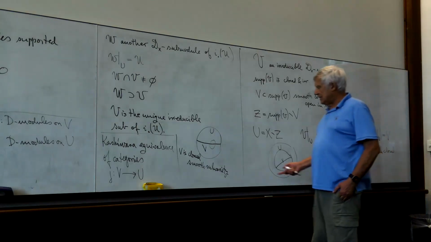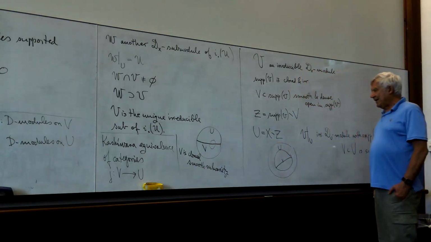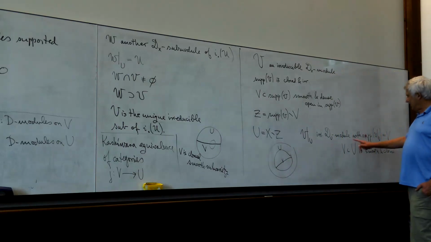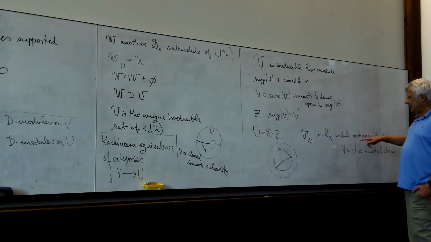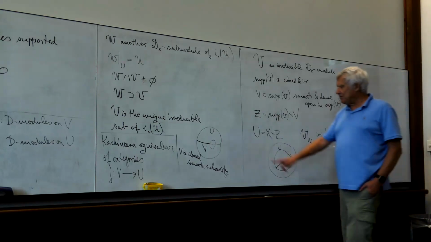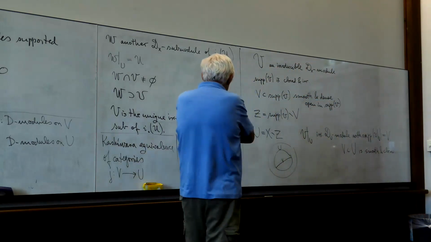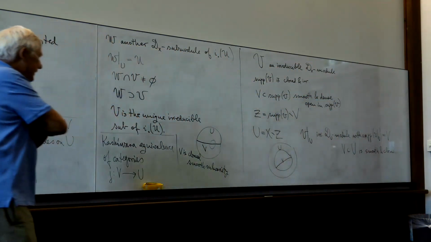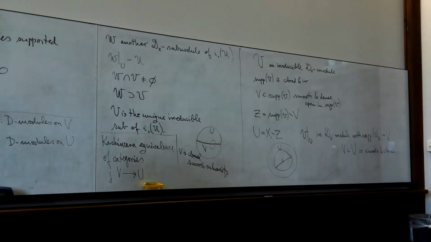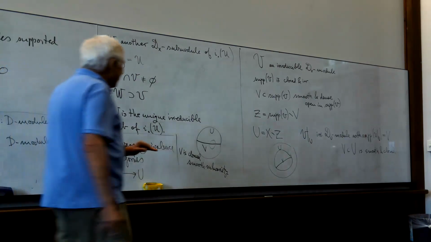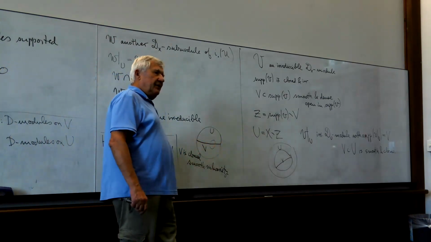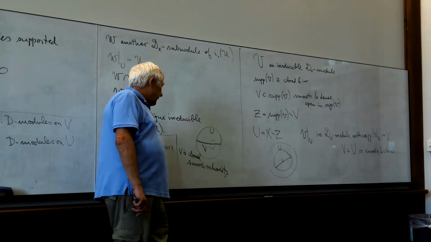So this tells us that this irreducible module on U, which is supported on this smooth subvariety, is actually a direct image of some D module on V, which is irreducible and holonomic. And of course, its support is V, because this is how we constructed this.